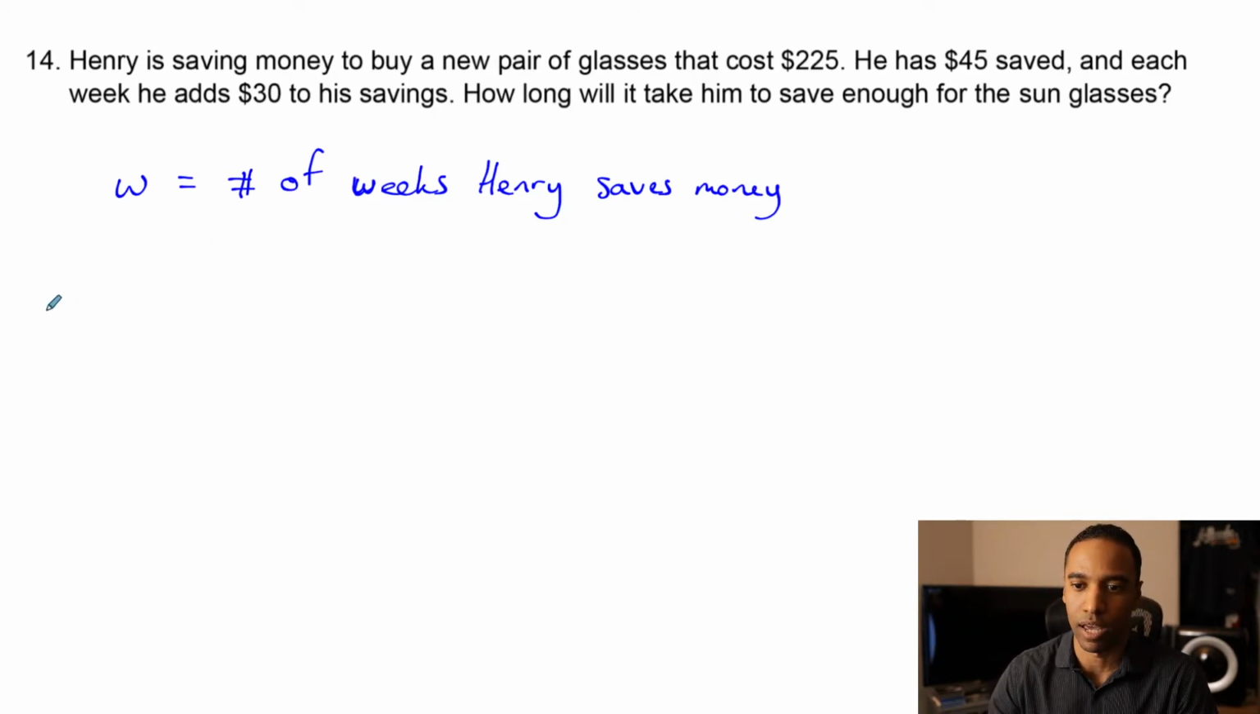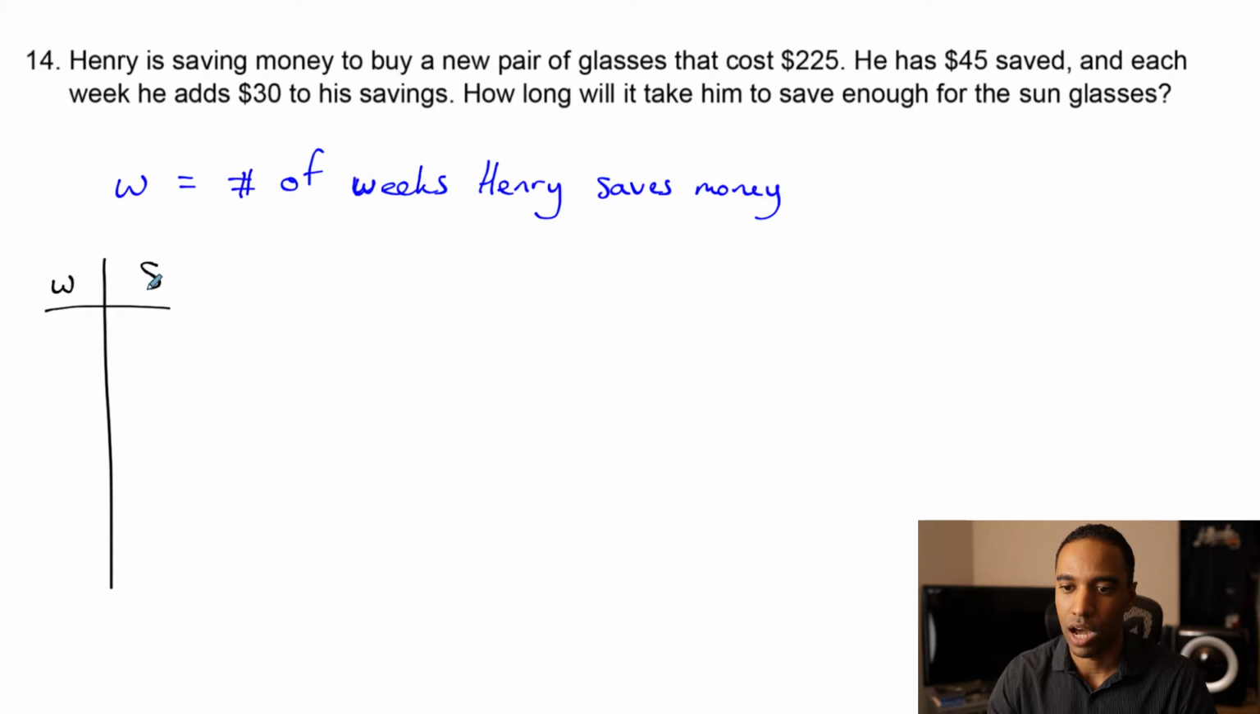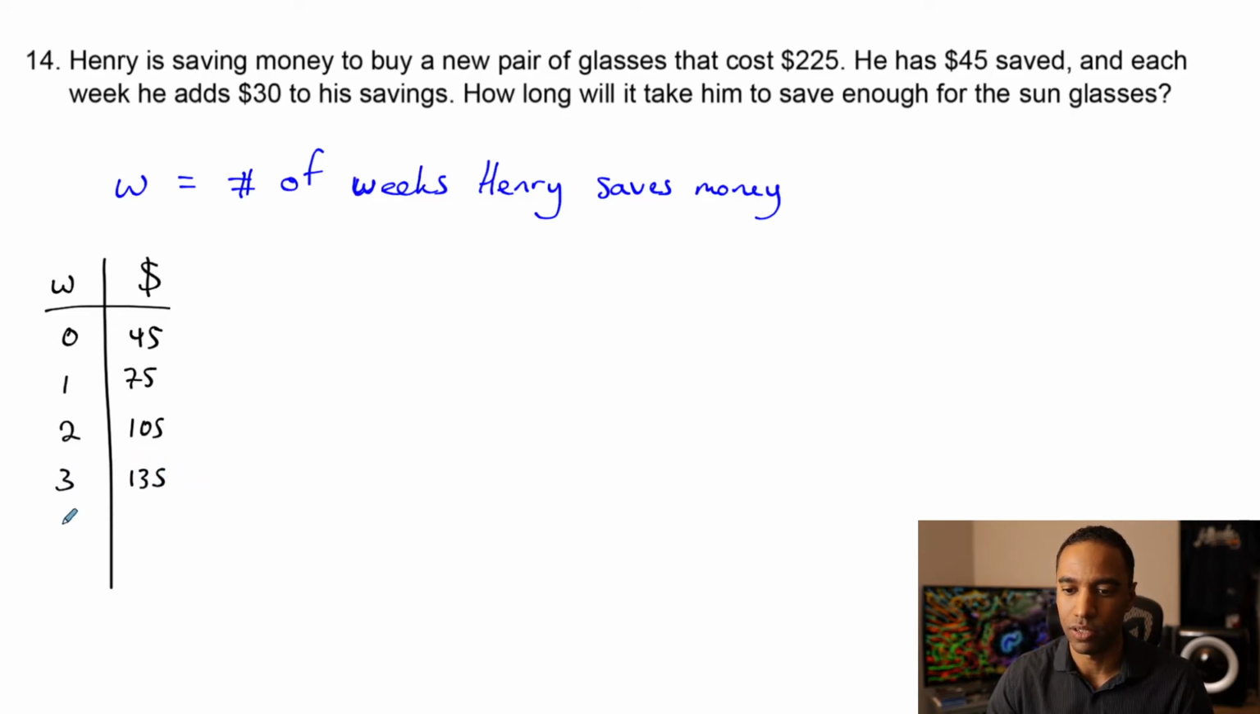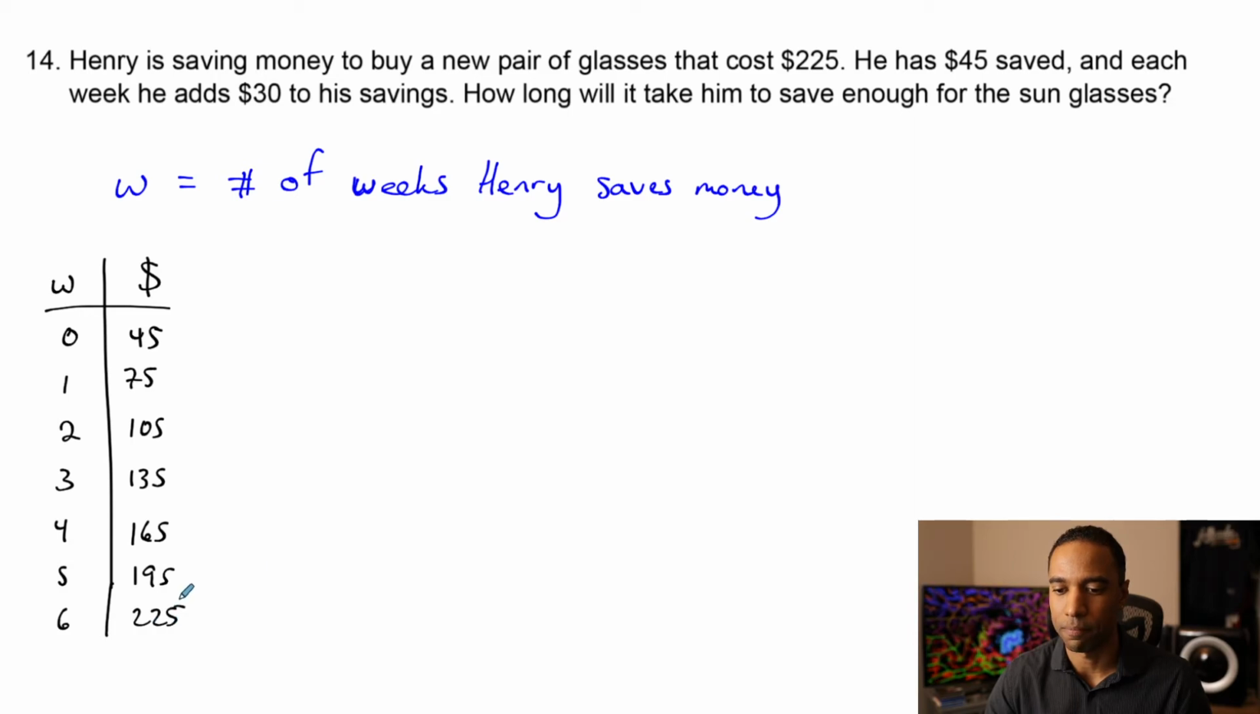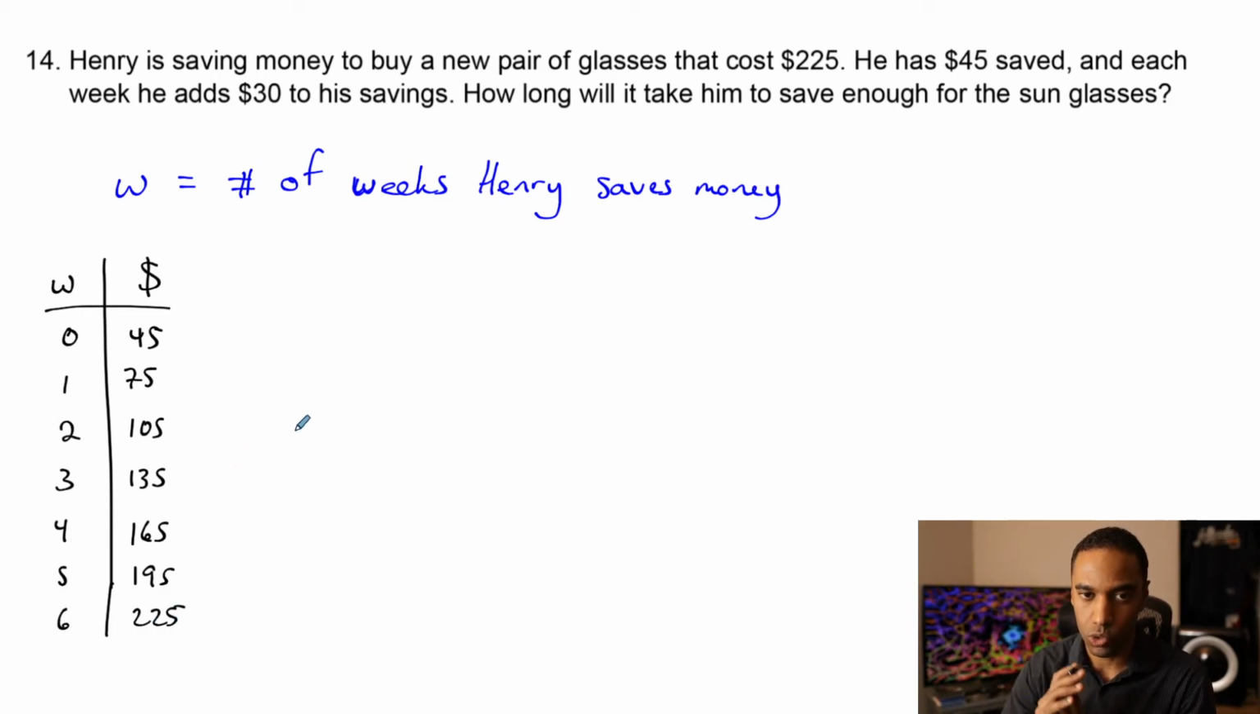So let's first look at this as a table, guys. W is the number of weeks, and dollars is how much money he has. He has $45 saved, so at week 0, he has saved $45. That's how much you start with. After 1 week, he adds $30 to his savings. That's $75. This is one way you could answer this, by the way. After 2 weeks, he saved $105. After 3 weeks, he saved $135. 4 weeks, $165. 5 weeks, $195. And 6 weeks, $225. So it'll take Henry 6 weeks.